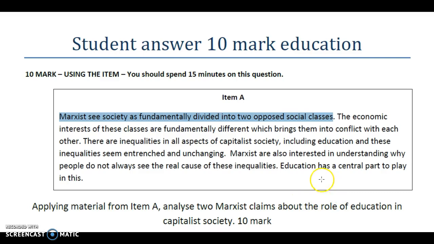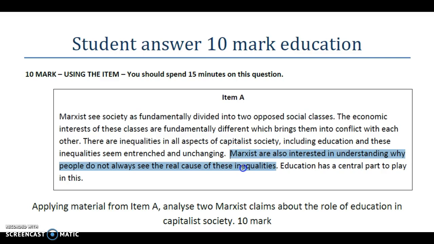In this one you could have attached your knowledge to more than one hook. You've got the interests of the classes are fundamentally different. You've got the inequalities in the aspects of capitalist society, including education, which are entrenched and unchanging. That is implying that it's reproducing class inequalities and that it is very, very hard to change. But you've also got another hook where Marxists are interested in understanding why people don't always see it, which is hinting at you to discuss a level of ideology and how that might distort a person's reality.